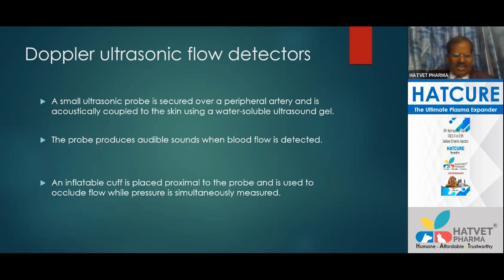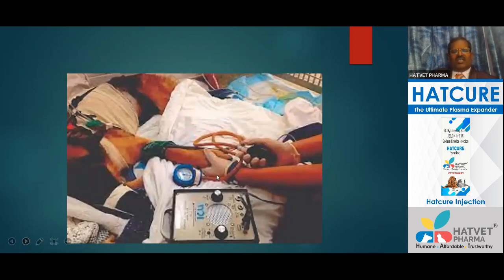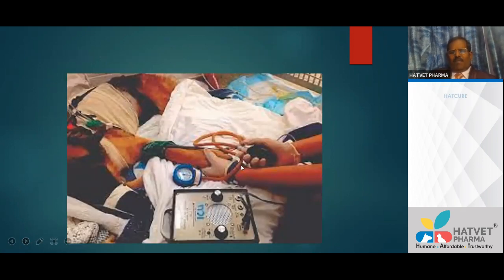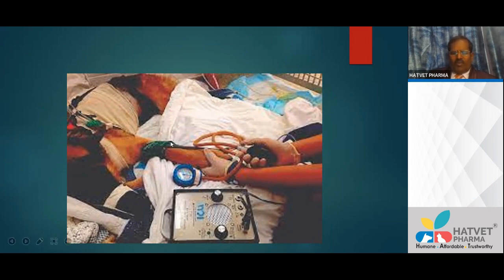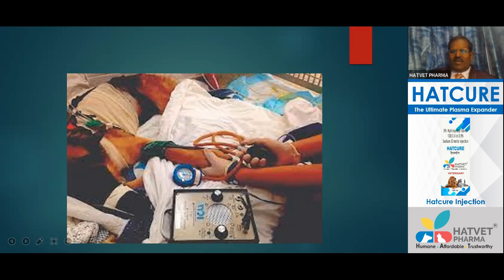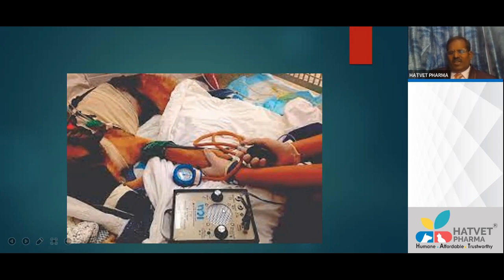There are subsequent slides. We have the pictures and video, so you can understand that. Now you can see, we located the blood vessel on the pedal region. We shaved the fur and applied the gel. The probe we kept there. On the probe also, we apply the gel. Above the probe, there is an inflatable cuff we connected. The cuff pressure we can measure with the manometer. And all these audible sounds, you can hear with the speaker.